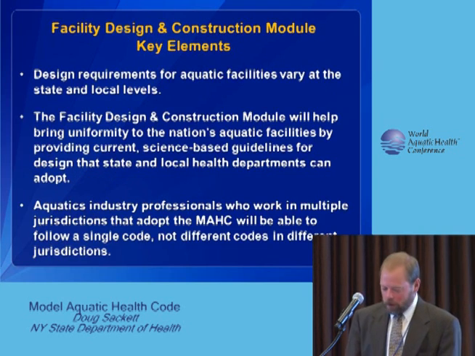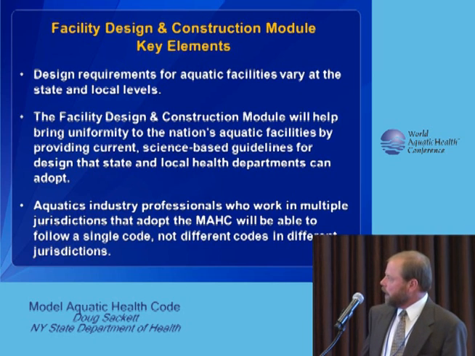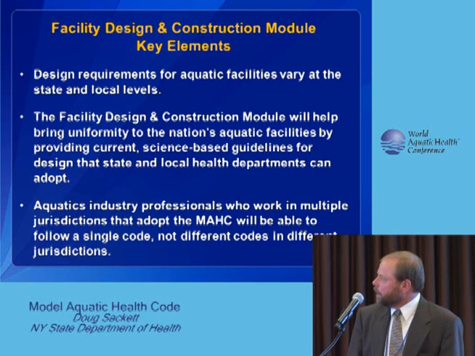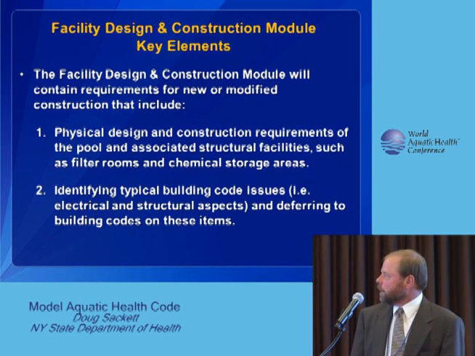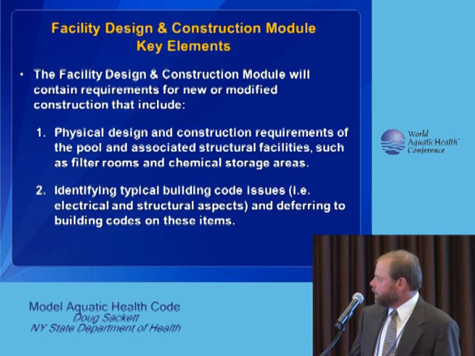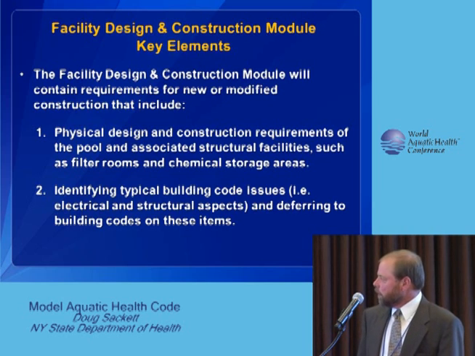And design and construction, kind of an overview, an awful lot in there, but as we say, we're trying to get the science and engineering behind that. We're looking at the physical design and construction requirements, shell and all that, and again, being particularly attentive to what should be in a building code versus what should be in the pool code. So a very careful look at that, and you can see here identifying those issues that are electrical or structural or something that should be a building code issue.